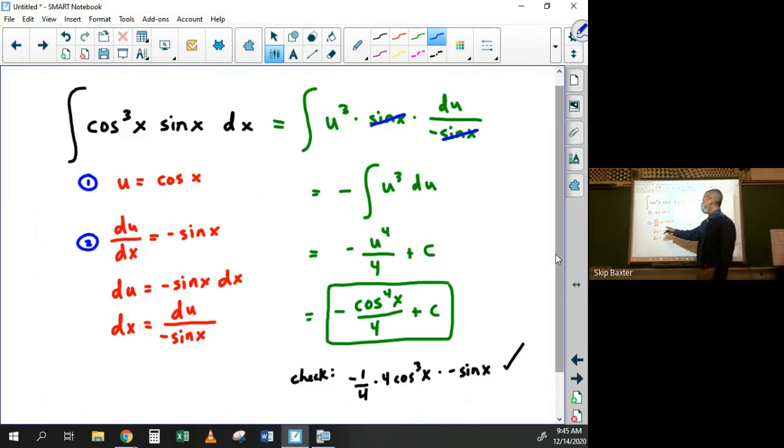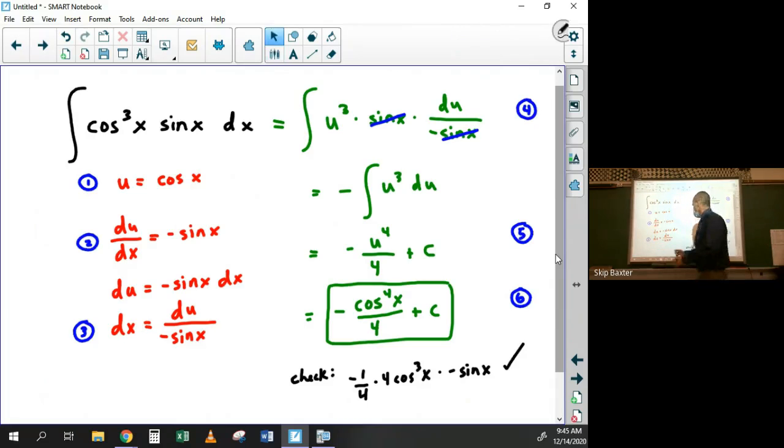Step 2 was to take a derivative. Step 3 was to solve for dx. Step 4 is to make the substitution. Everything should cancel that has an x in it. Step 5 was to integrate. And step 6 is to substitute back into x's. Does that all make sense?